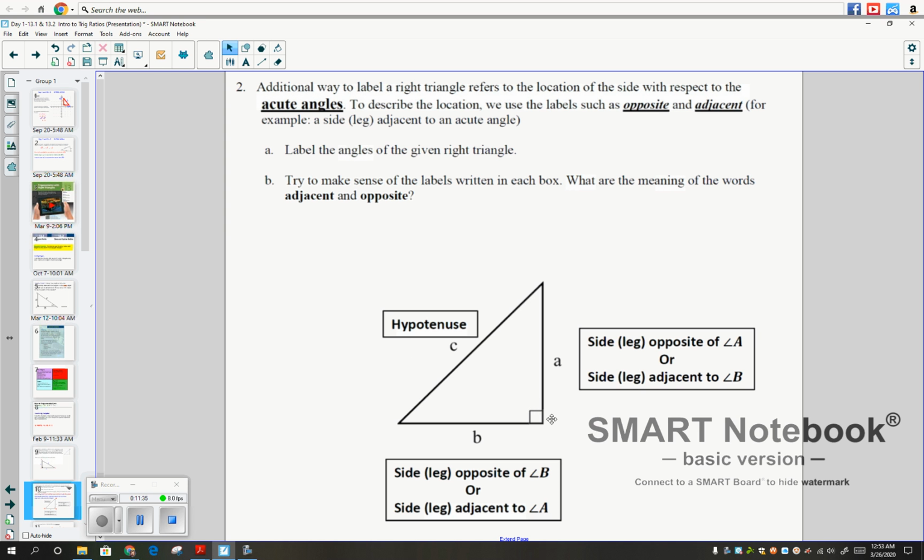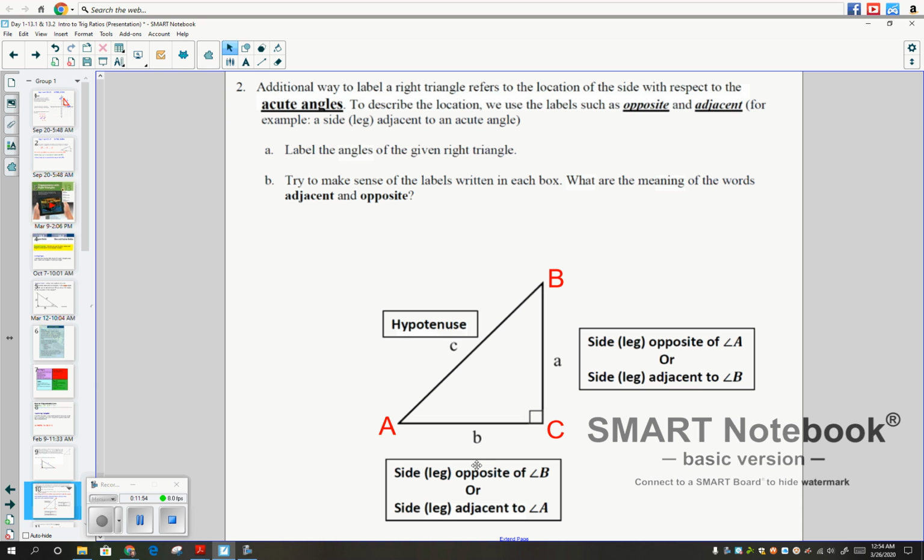So if I label my right triangle, where's angle A? It's across from side A. So the bottom left here, there's angle A. Angle B is going to be across from side B. Here's side B, it's up here. And angle C is the right angle, across from the hypotenuse.